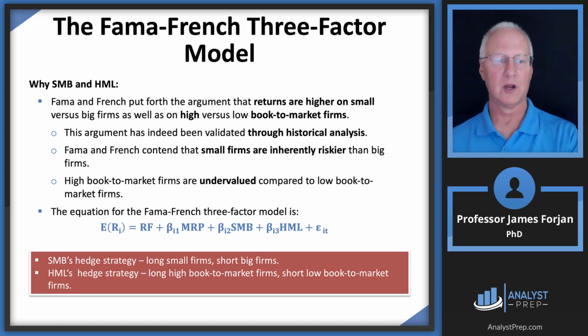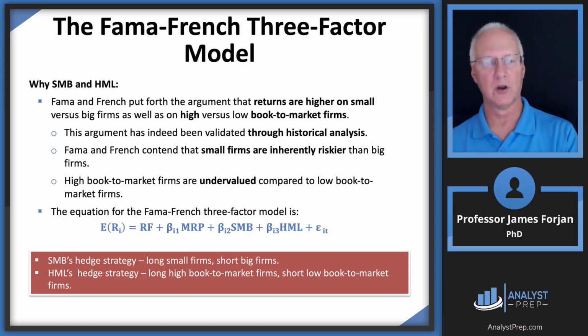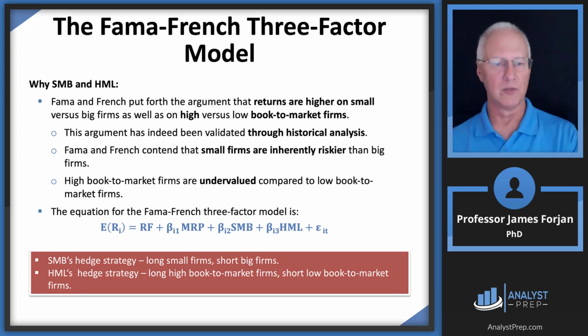And so here's the equation. So the expected return on a portfolio, we start with the risk-free rate. We add a beta. Look, there's a beta I1 and a beta I2 and a beta I3, right? So think of it this way. This is Fama-French's way of subdividing William Sharpe's capital asset pricing model beta into three components here. And that's super cool.